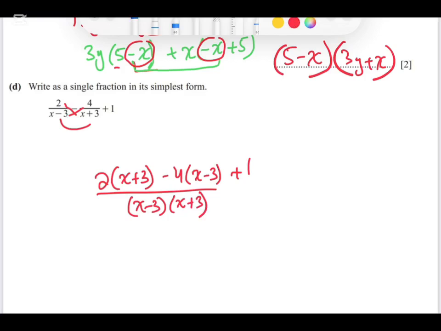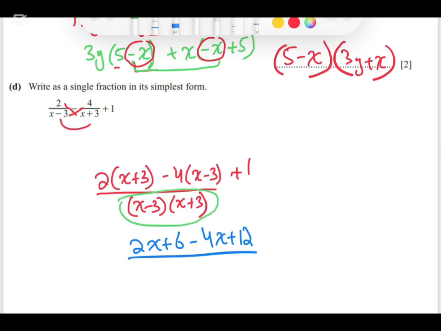Now 2 will be multiplied, so it will become 2x plus 6 minus 4x plus 12. In the denominator, we can apply a formula. Okay, so what formula can we apply? We have the formula a square minus b square, which is equal to a plus b times a minus b. We will apply this formula.